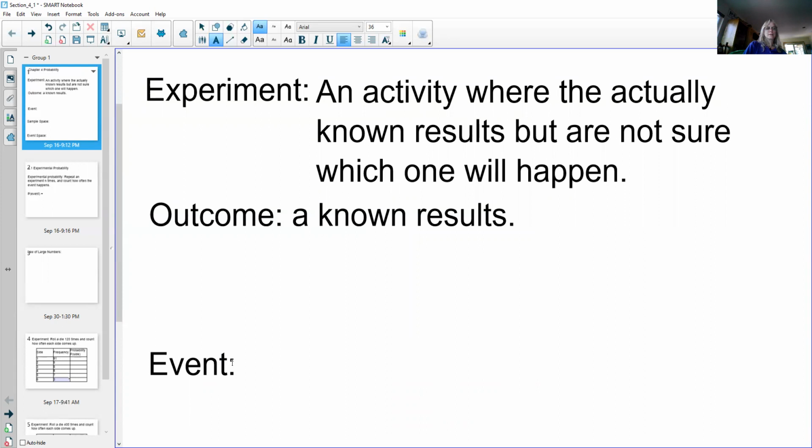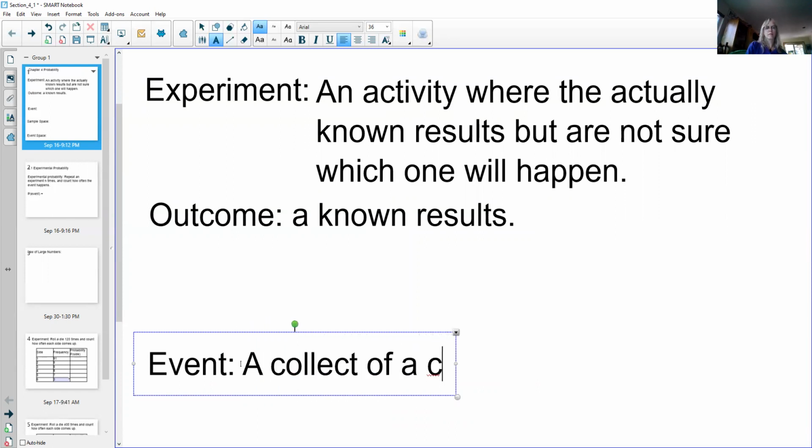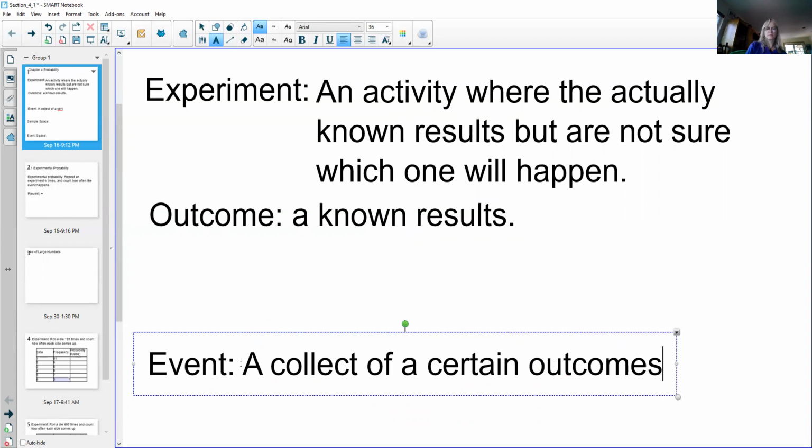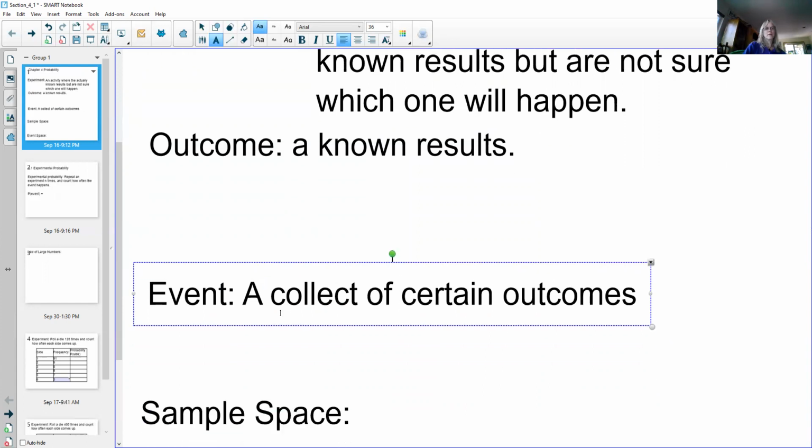An event is a collection of a certain number of known results, of certain outcomes. So in other words, you want to say, I'm going to roll a die, and I only care about getting an even number. My event would be getting an even number, and my outcomes would be the 2, the 4, and the 6.